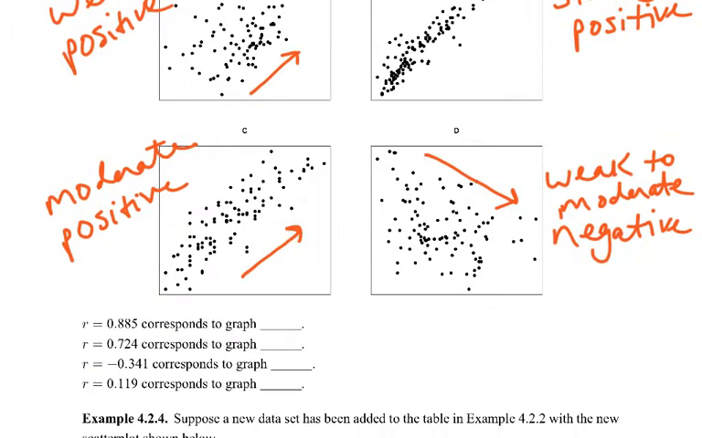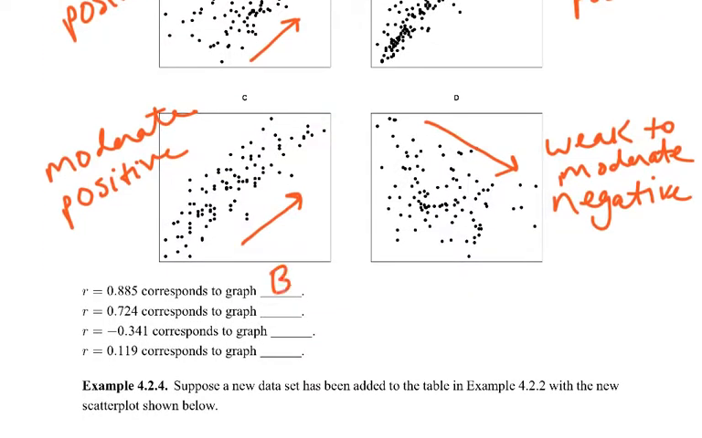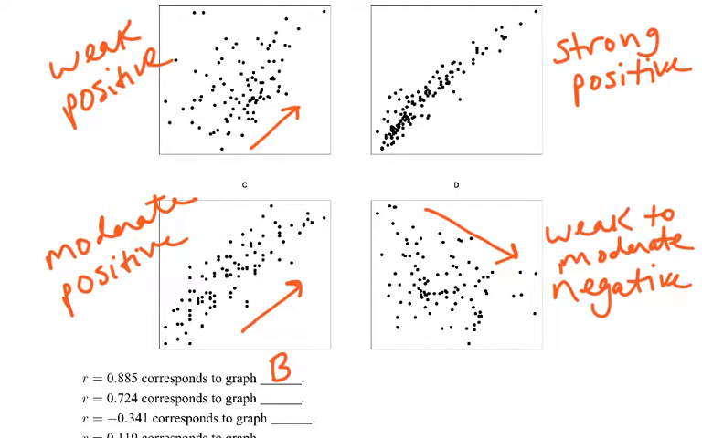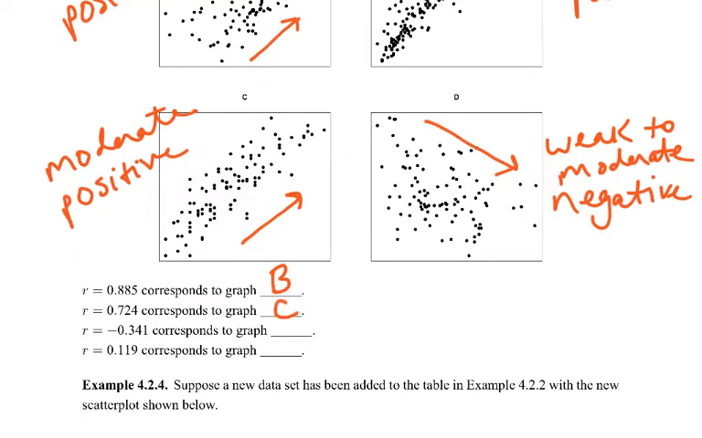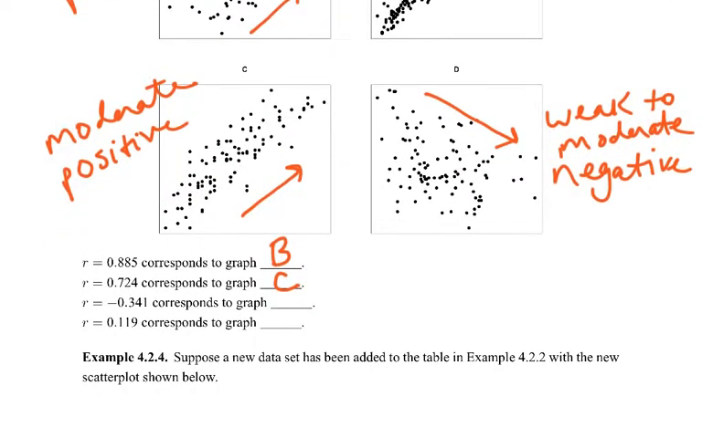So the highest R value is this 0.885 number. That's closest to 1. And so that's going to go with picture B. The 0.724 would be the next highest R value. And so that would be the next strongest trend, which I would say is picture C. And that means picture A, rather, is the weakest positive trend. That must go with the R value of 0.119. So that's picture A. And then, of course, the only one that's negative was picture D. So that has to go with negative 0.341.